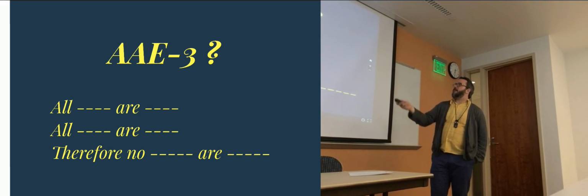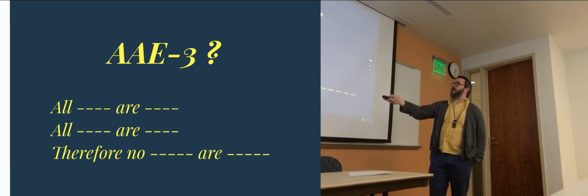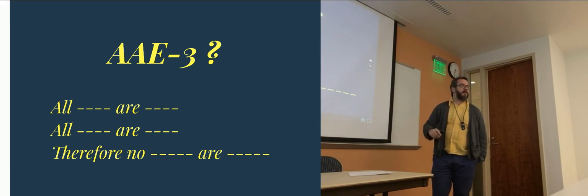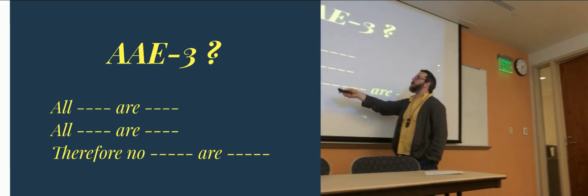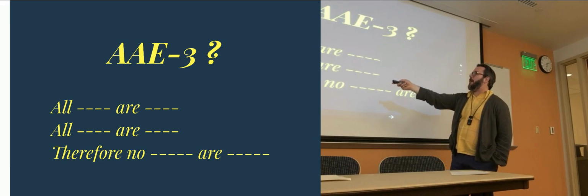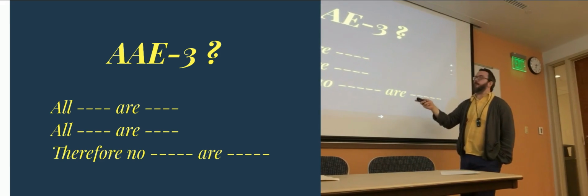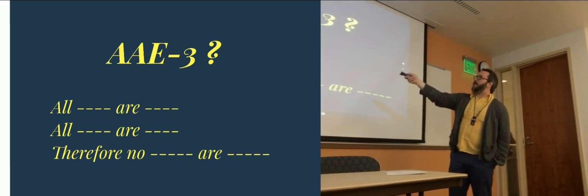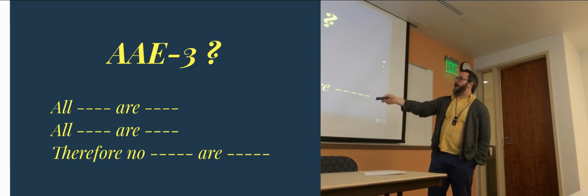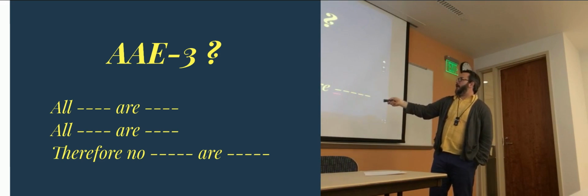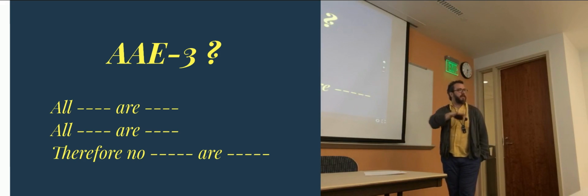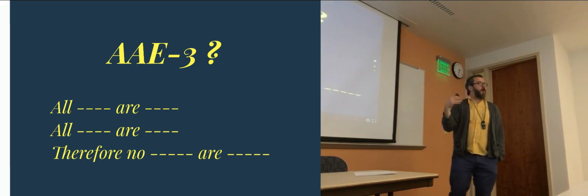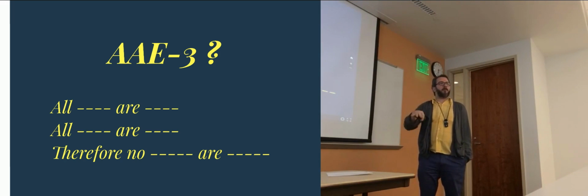AAE3 is going to have, in standard form, an A statement, then another A statement, and then an E statement. I don't know where my major, minor, or middle terms are going to be occurring here, but I do know that the first premise is going to be all blanks are blank. The second premise is going to be all blanks are blank because it's an A, and then because it's E, my conclusion is going to be no blanks are blank. That makes sense? Now I just have to figure out where all the other pieces go, where my major, minor, and middle terms go.